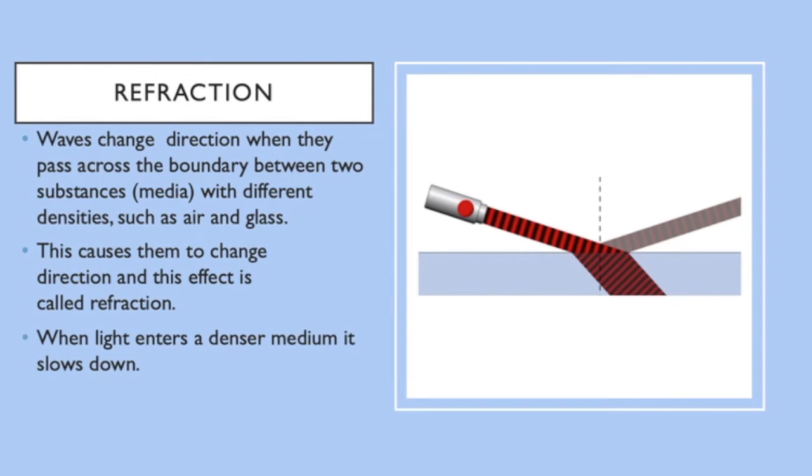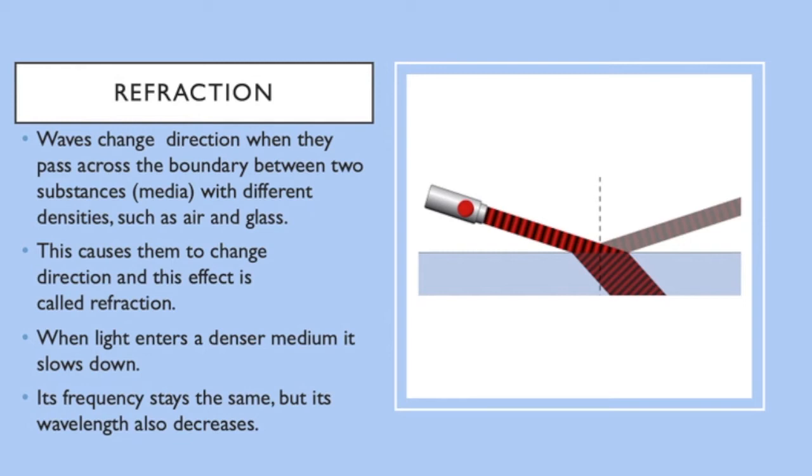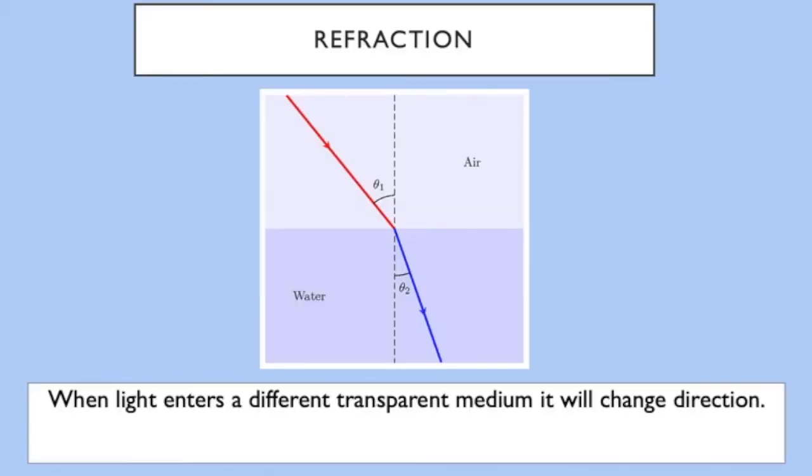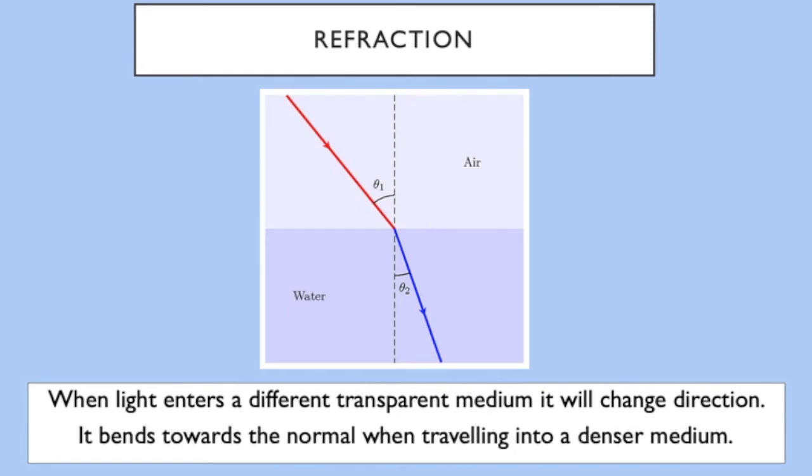When light enters a denser medium, it slows down. Its frequency stays the same, but its wavelength decreases. So when light enters a different transparent medium, it will change direction. It bends towards the normal when travelling into a denser medium.